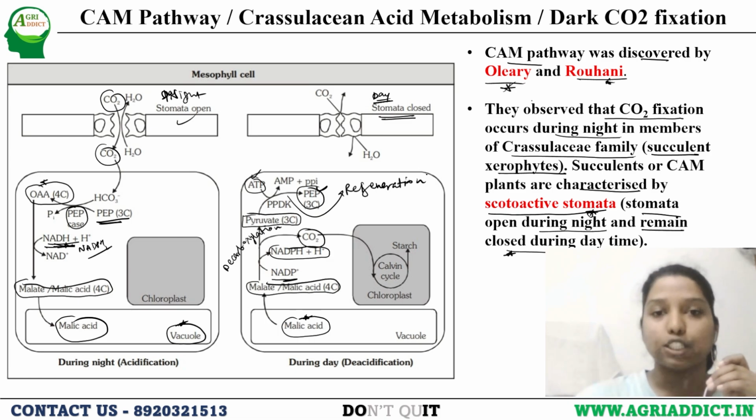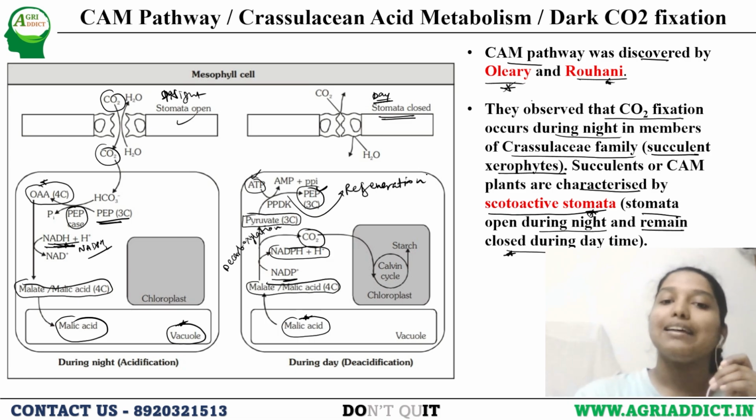Okay. Now comes the morning shift. In morning, the stomata is closed. Now whatever the malic acid which is stored in vacuole will come out from vacuole into cytoplasm, and now this malate will get converted into pyruvate by releasing one carbon dioxide, and this carbon dioxide will go in the chloroplast and will get involved in the Calvin cycle.